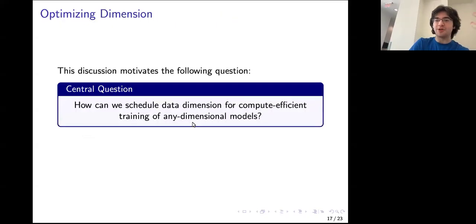And this motivates the following question: how can we schedule the data dimension for compute efficient training of these models? Because I just said we can't pick one fixed dimension and expect it to be efficient throughout. So we're going to have to somehow schedule or change the data dimension throughout training.